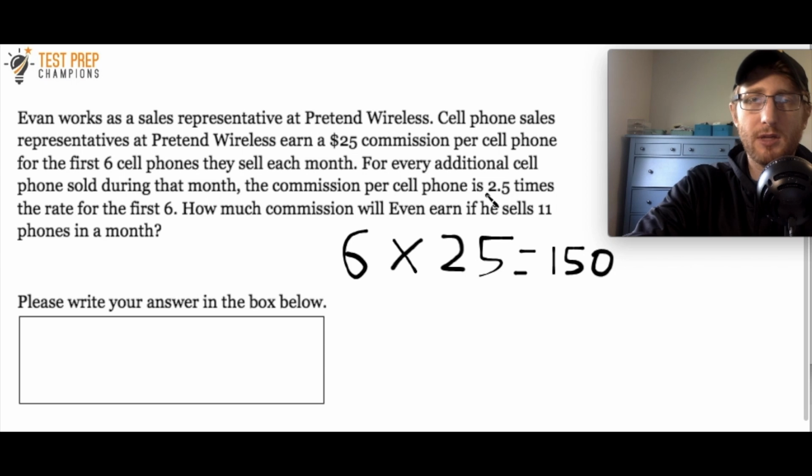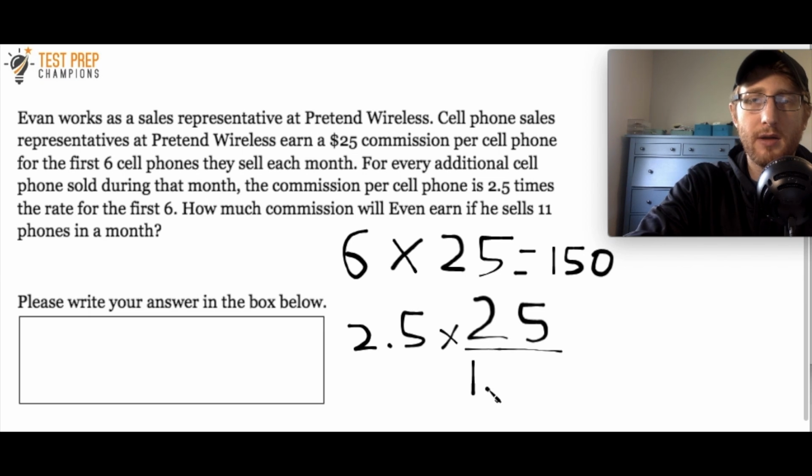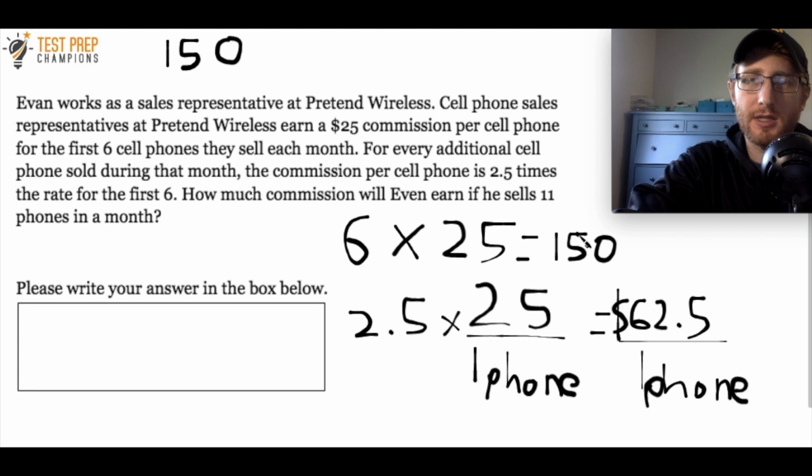So now let's look at the part here where it says that for every additional cell phone sold in that month, the commission is 2.5 times the rate of the first 6. So what I'm going to do is 2.5 times 25, because the rate for the first 6 is $25 per one phone. So let's do 2.5 times 25. And when we do that, we get $62.5 per one phone.